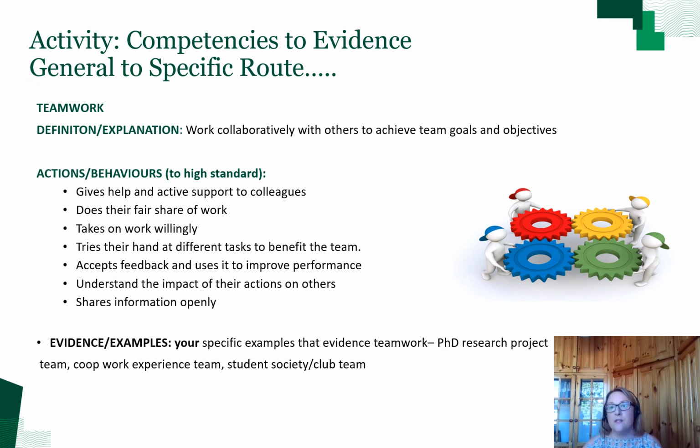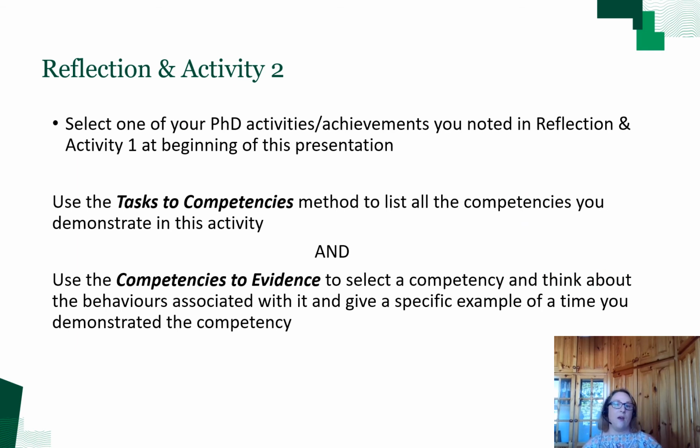So those two methods are for you to use on activity 2, which is to take one of the activities you noted in the reflection at the beginning and use, I'd suggest, both. Use the specific to general route, the tasks to competencies route, and think about the competencies you've demonstrated in that activity. Or go the opposite direction and use the competencies to evidence route, going from the general to the specific: take a competency, think about the behaviors associated with it, and give your specific example.